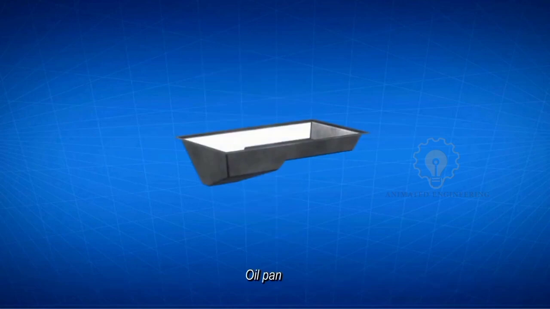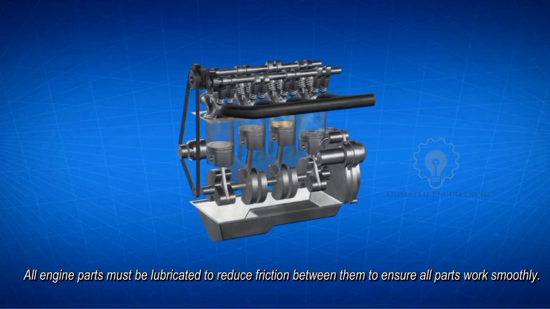Oil pan. Oil pan is mainly used for the collection of lubricating oil. All engine parts must be lubricated, to reduce friction between them to ensure all parts work smoothly.